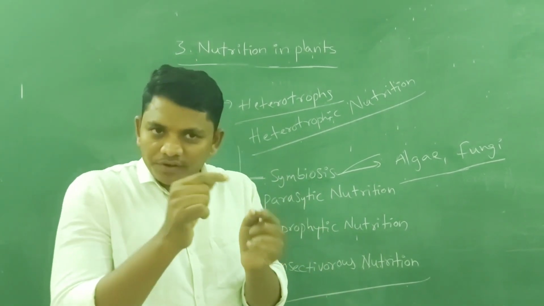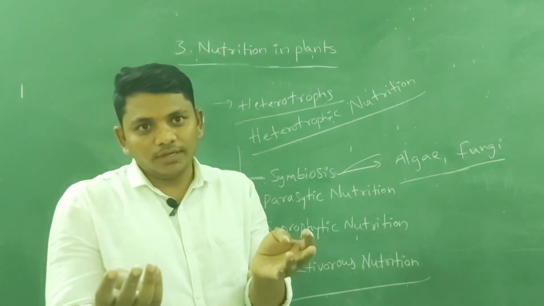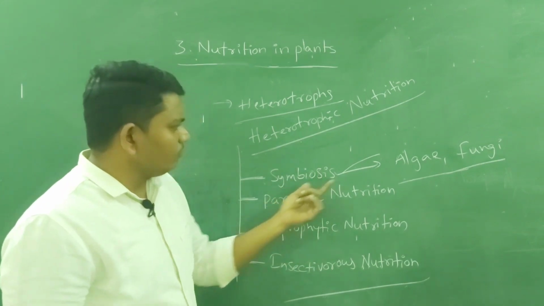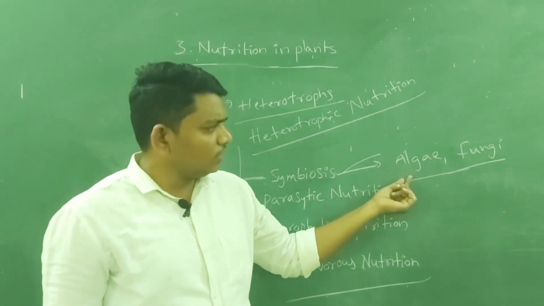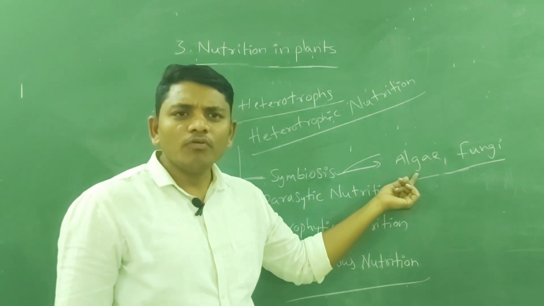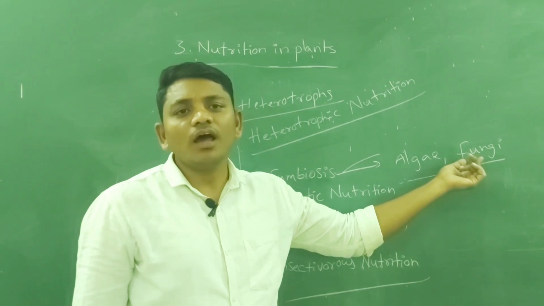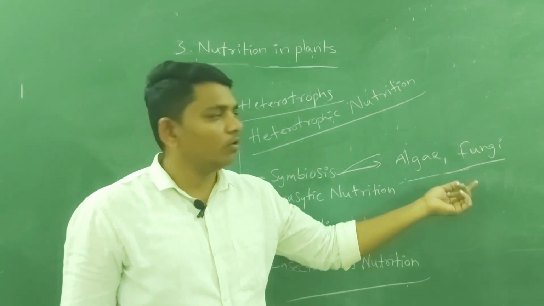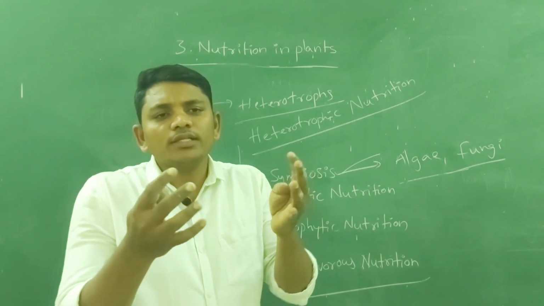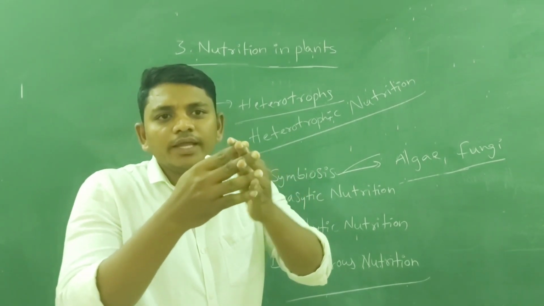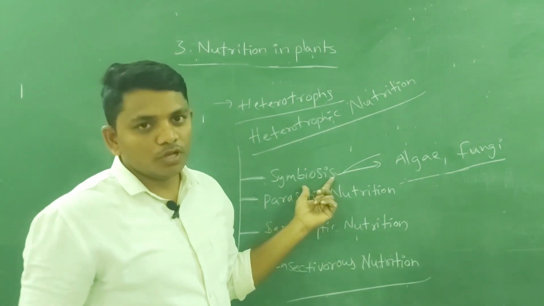In this symbiotic relation, both the organisms are getting benefits. If the algae is not capable of doing photosynthesis, then it will get some amount of food material from the fungi. If the fungi is not capable of synthesizing their own food, then it depends on algae. In this way, they together make the relation and get benefit from their relationship. This is called symbiosis.